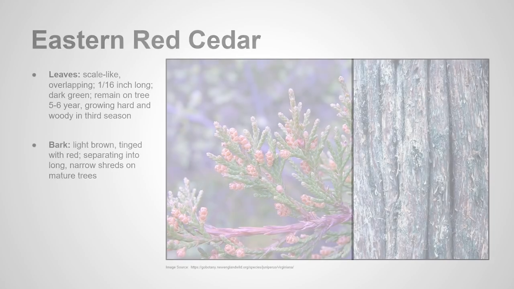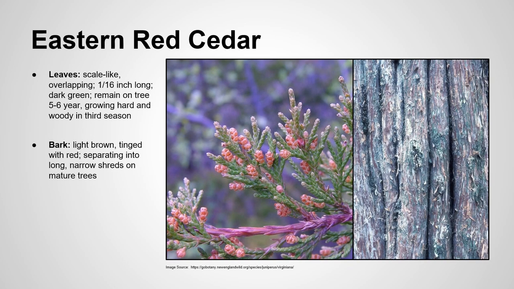Okay, now we'll go over a couple of evergreen species. Eastern red cedar is a hardy juniper species that can tolerate all that the coastal northeast can throw at it. Its leaves are kind of scale-like, overlapping in dark green. The bark tends to be a light brown with flecks of red, and as it ages, develops long ridges with rough and peeling bark.